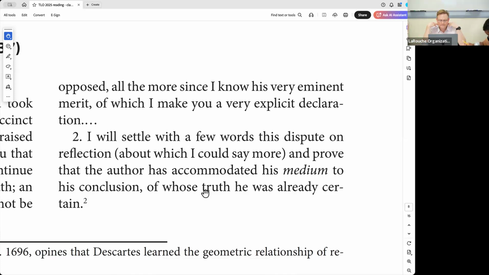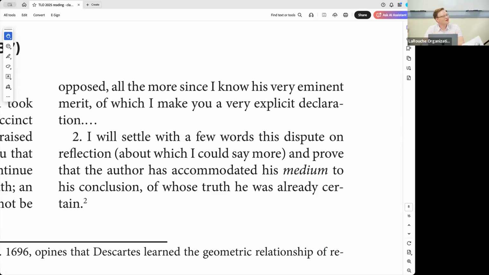I'm going to demonstrate here that Descartes actually rigged his experiment to support his preconceived conclusion. He invented a medium to arrive at the right conclusion. Right. So it's definitely at least a double entendre here.